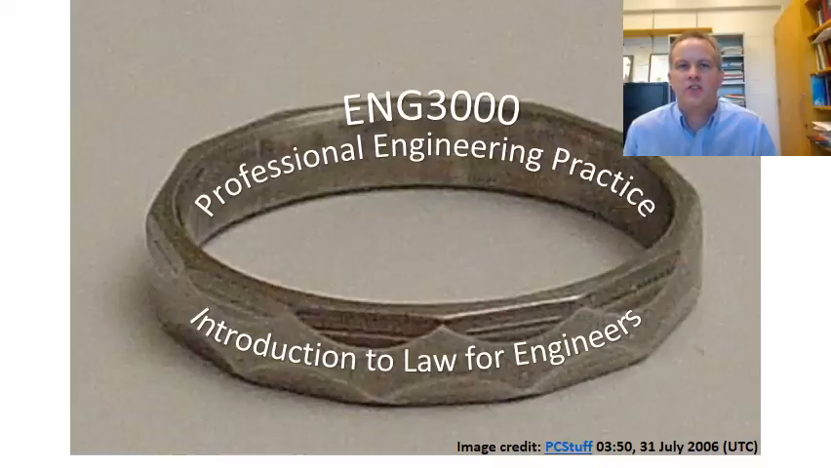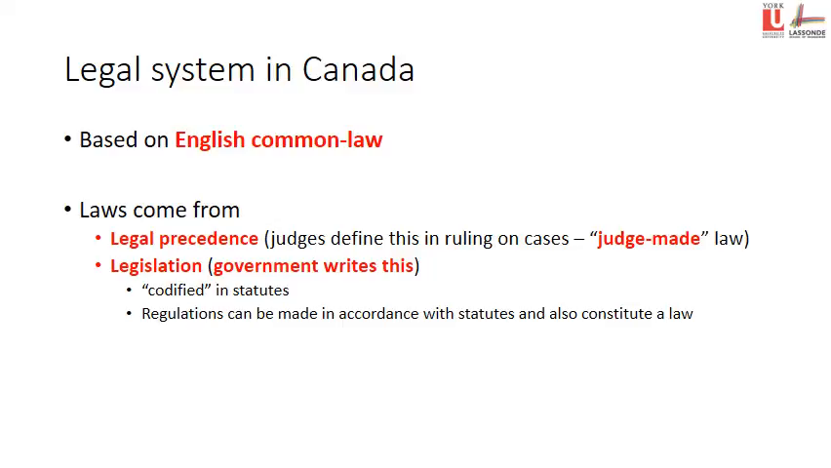This provides an introduction to the law section of the course. It will cover some basic terms and terminologies that we'll use over the next few weeks. The legal system in Canada is actually based on the British legal system, English common law. In English common law, laws can come from legislation, which is what the government writes, or legal precedents, where judges rule on cases before them, and the precedents that those cases then set can be used in future cases.